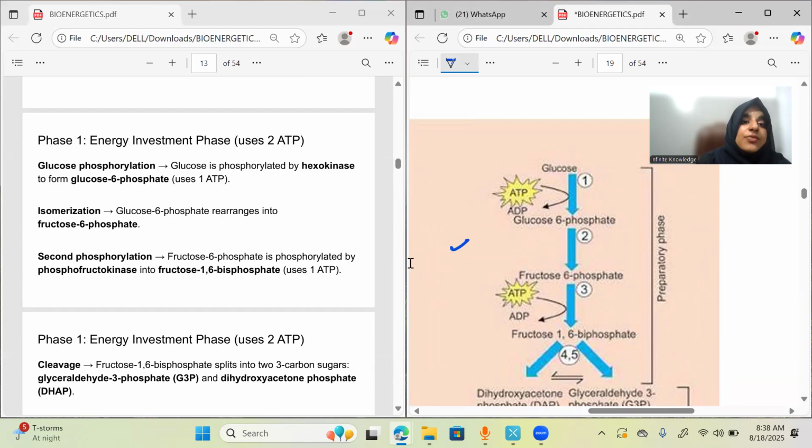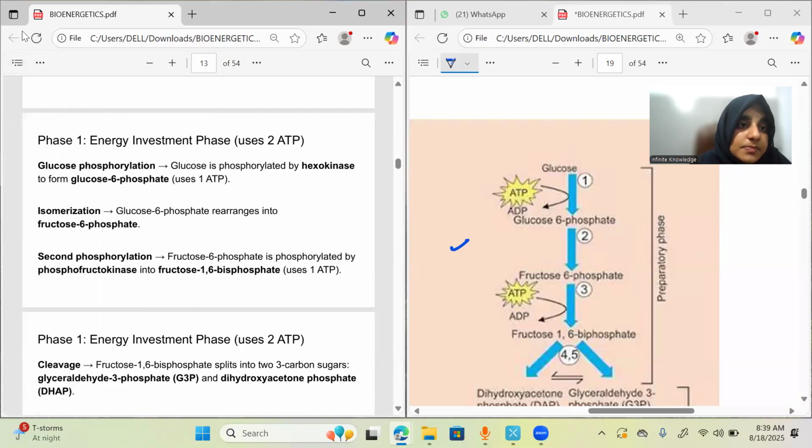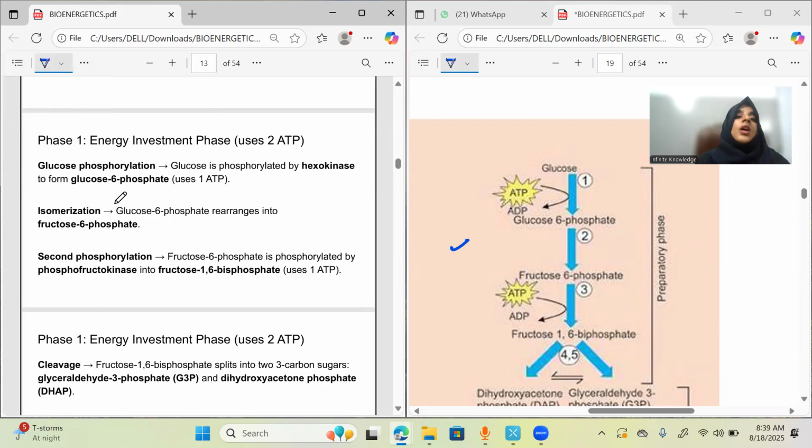All right, so now the first phase is the energy investment phase. What do you mean by energy investment phase? It means that it uses energy. It uses ATP in order to produce intermediate products, right?